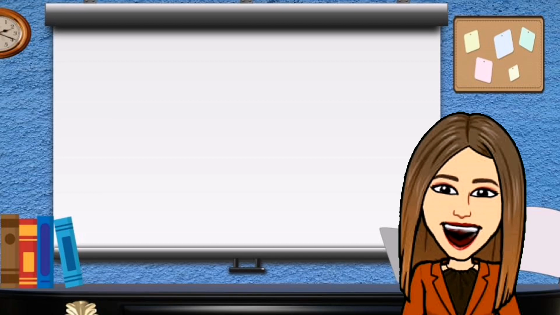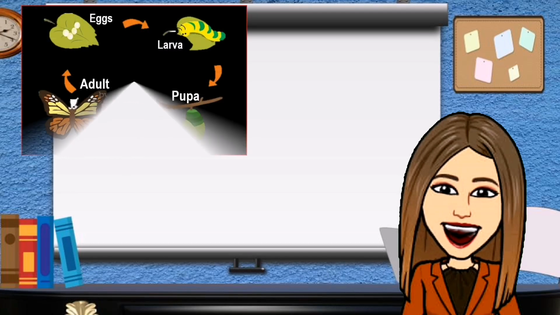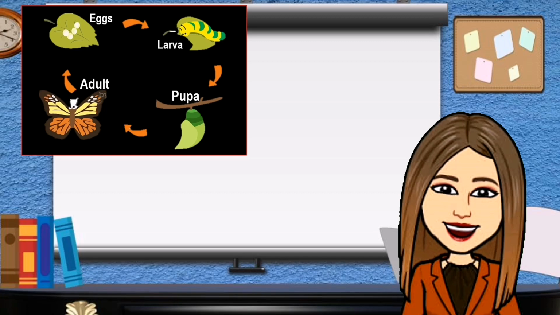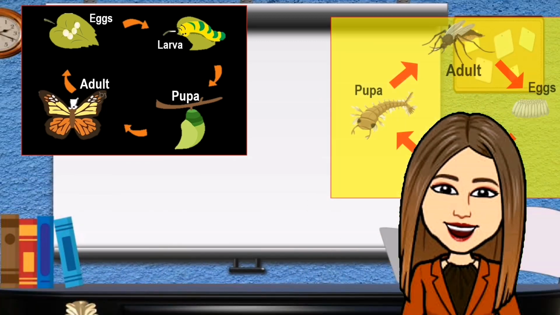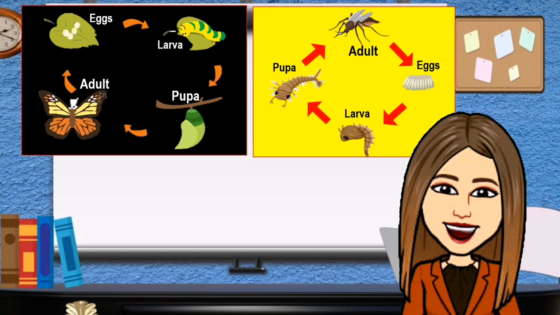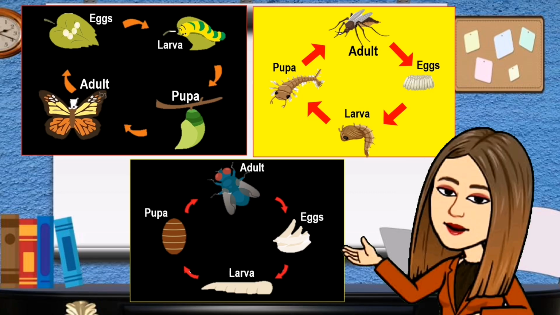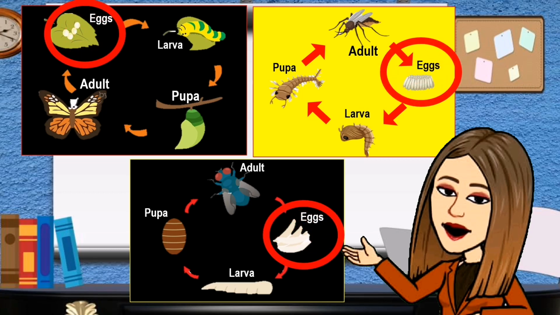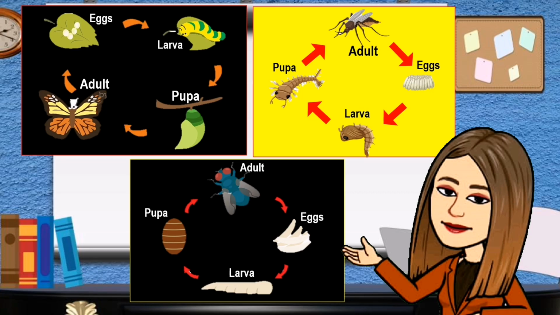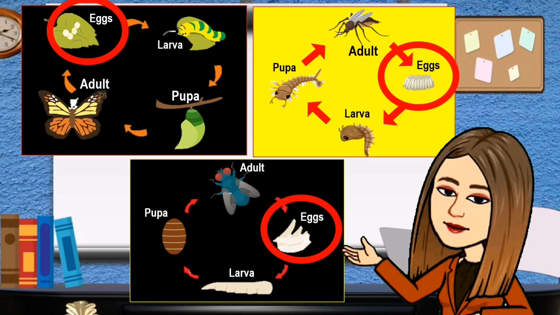Let's look at the following illustrations. So we have here the life cycle of a butterfly, life cycle of a mosquito, and a life cycle of a fly. The life cycles for complete metamorphosis begins with eggs. Every insect follows different stages of development from an egg to a fully grown organism, and this process is called complete metamorphosis. So they both have eggs as their first stage of their life cycle.